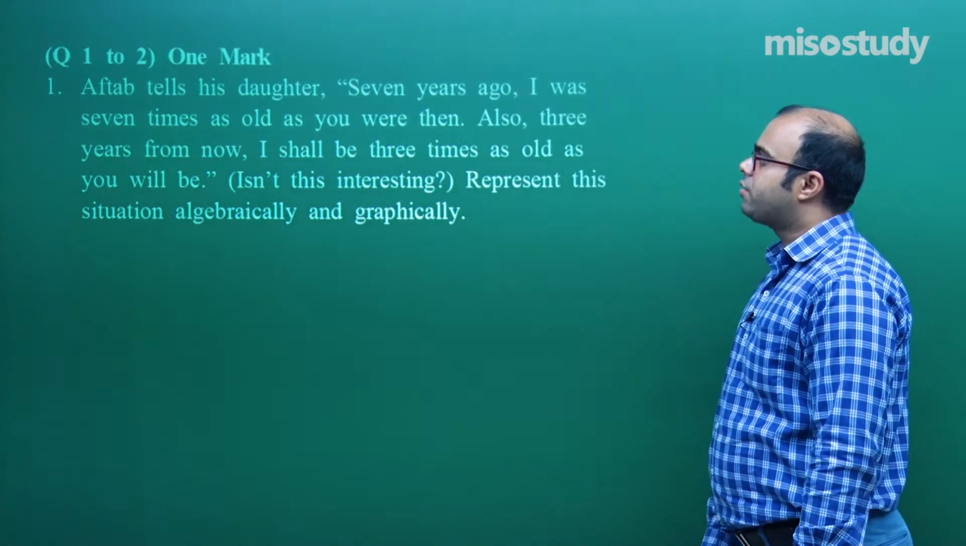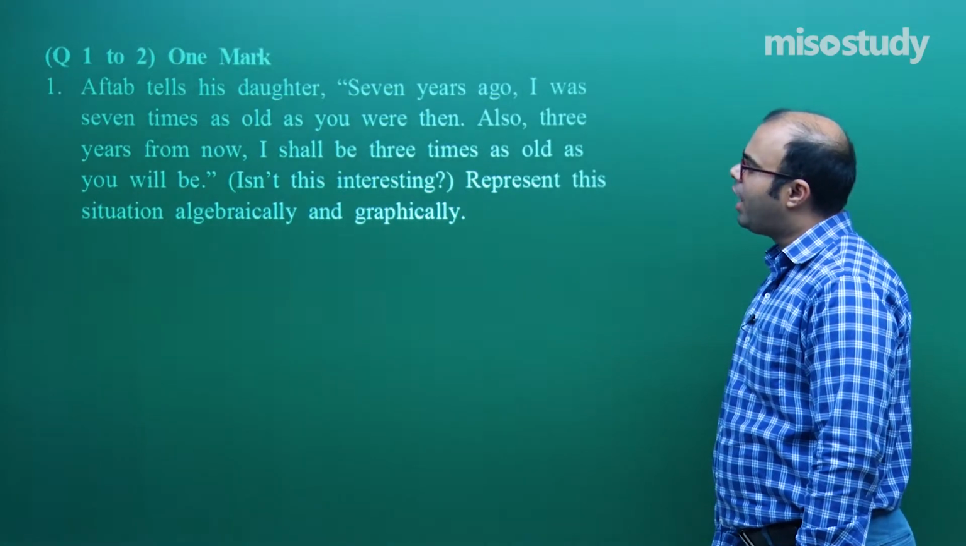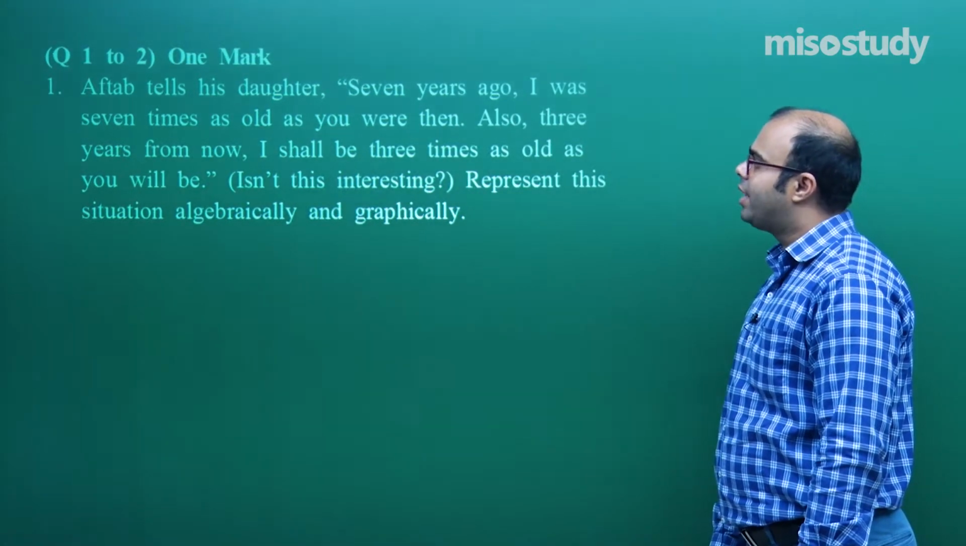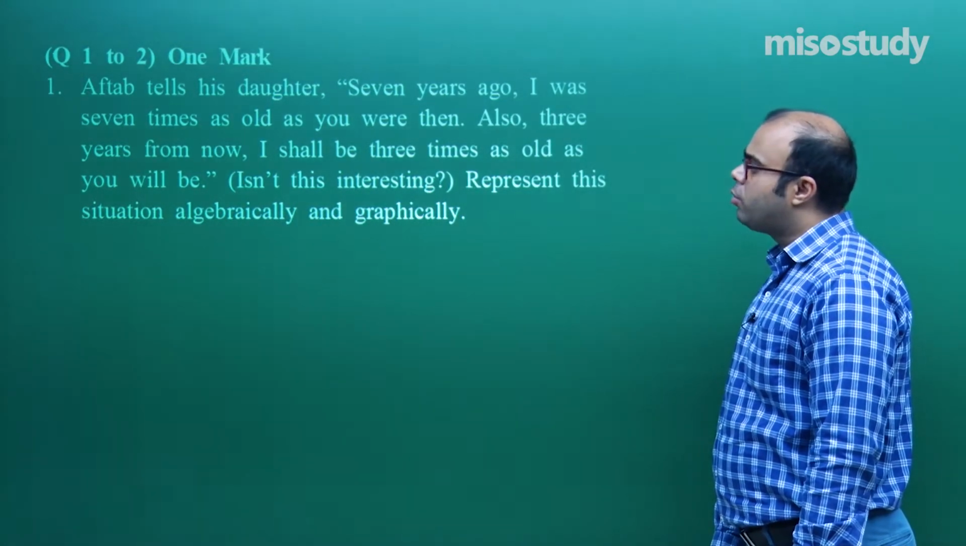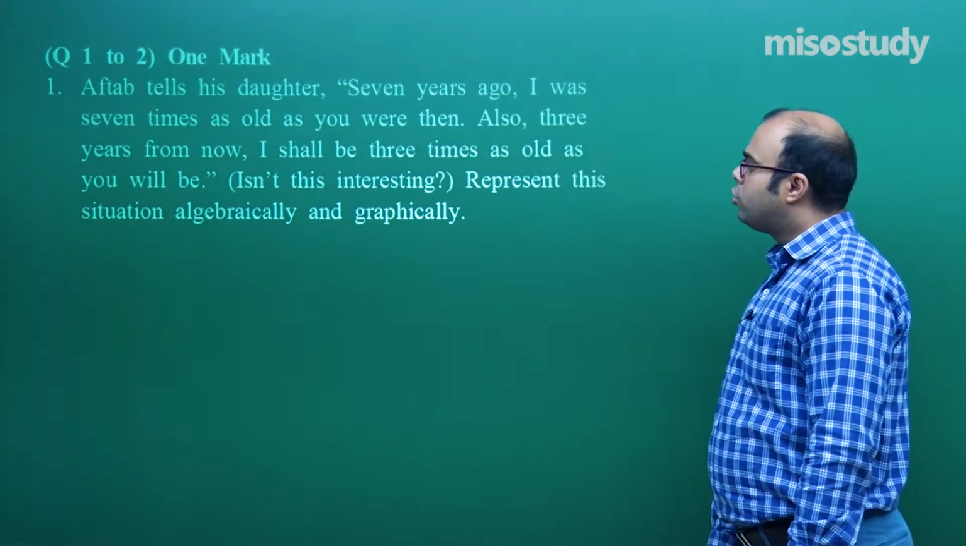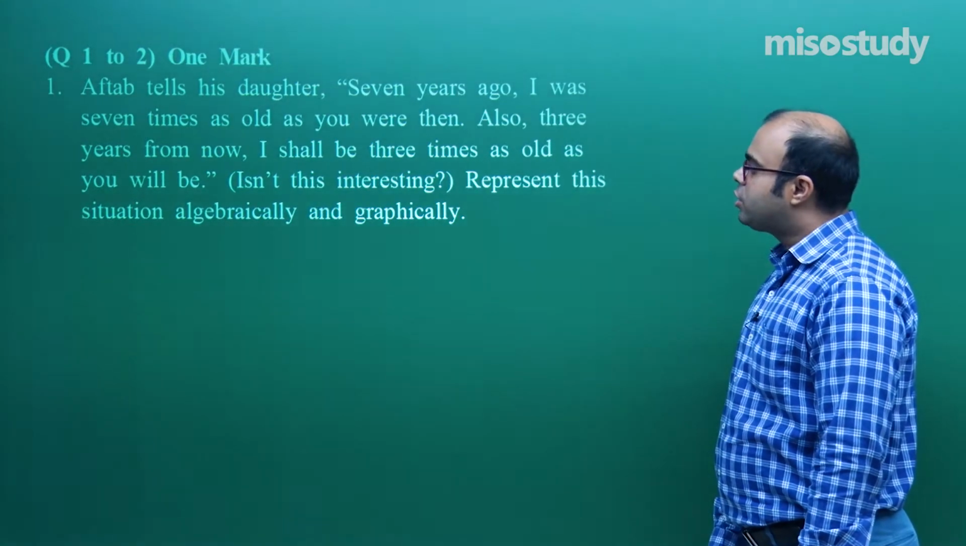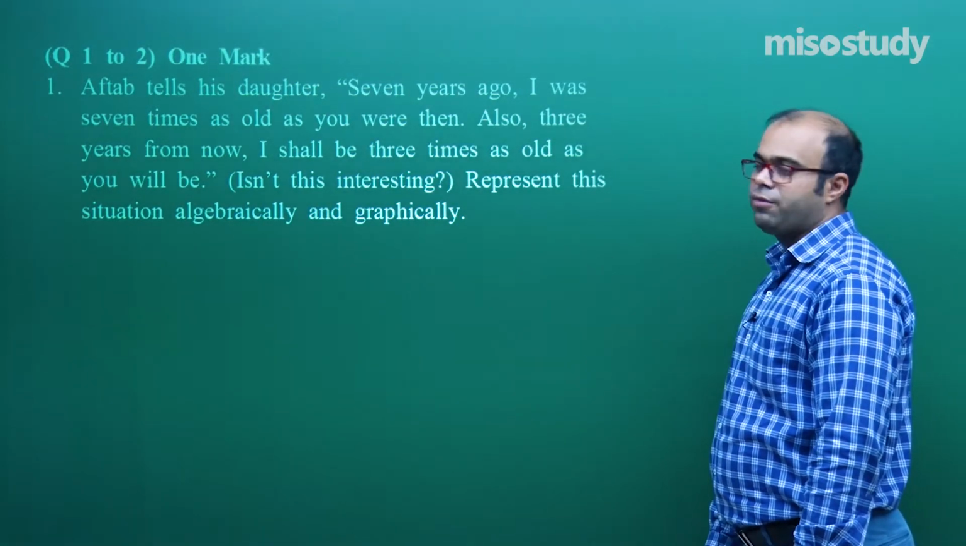It says, Aftab tells his daughter, 7 years ago I was 7 times as old as you were then. Also, 3 years from now I shall be 3 times as old as you will be. Isn't this interesting? Represent this situation algebraically and graphically.